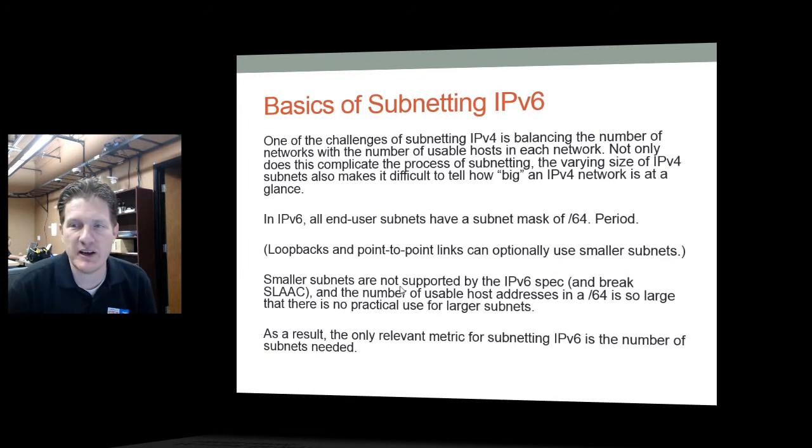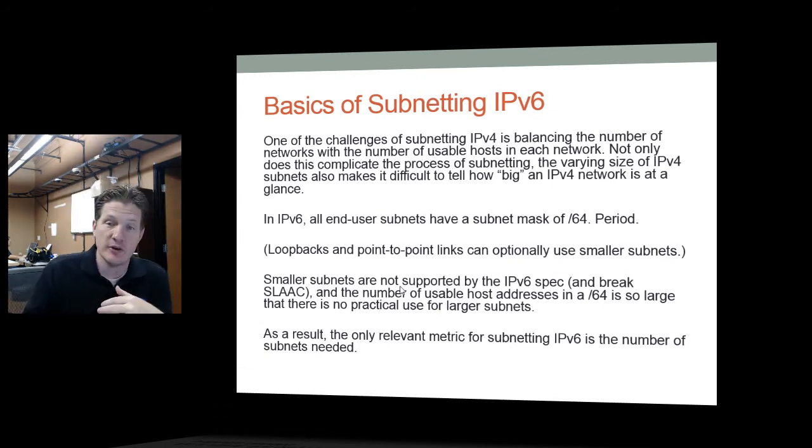One of the challenges of subnetting IPv4 is balancing the number of networks with the number of usable hosts. In IP version 6, it's really easy. All end user subnets have a subnet mask of /64. Done. End of story. Everybody has a /64 on an end user subnet. This makes it really easy. Everybody is going to get the same size of network. We don't concern ourselves with the number of hosts.